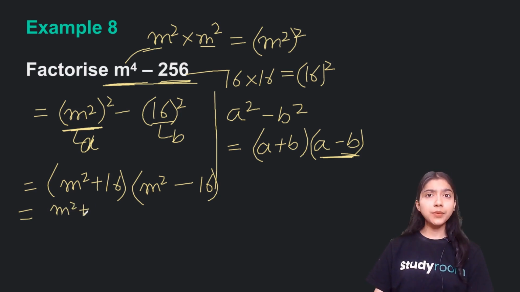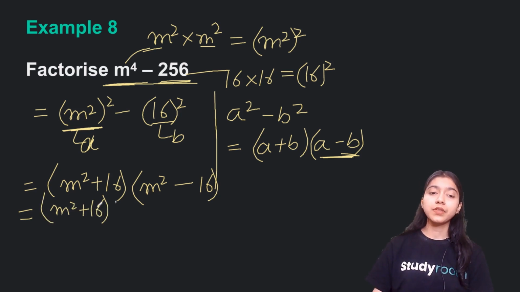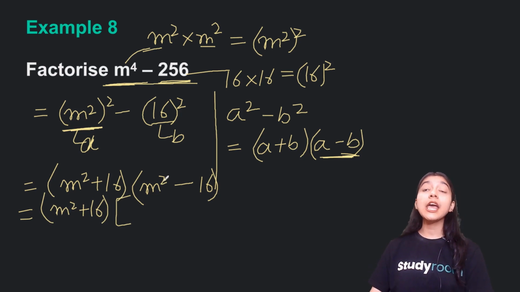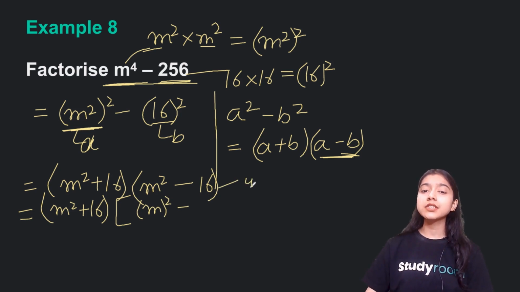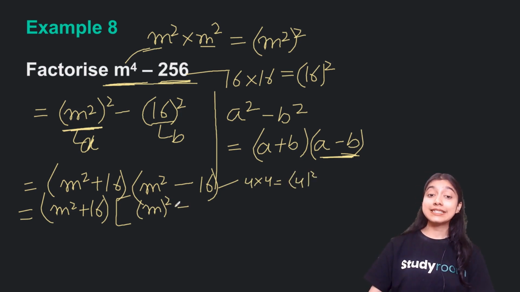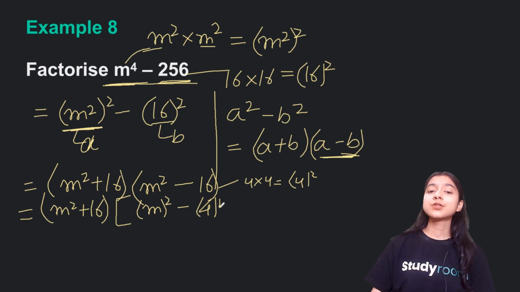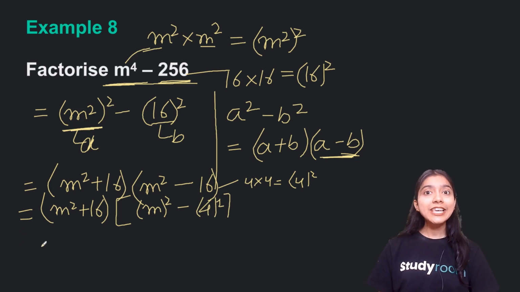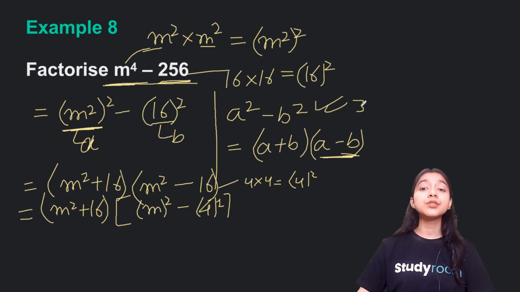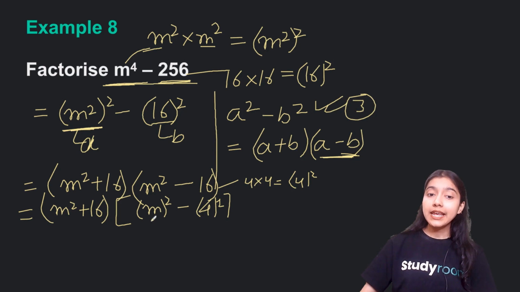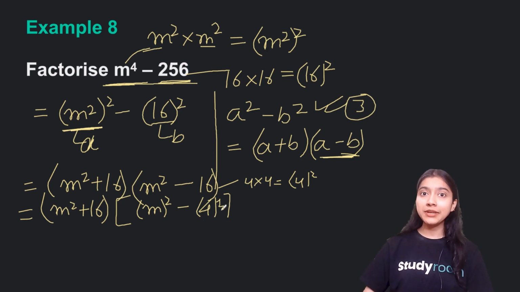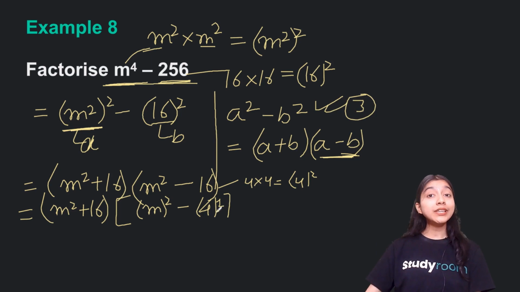M square plus 16 will be written as it is m square plus 16. Now, what we can do over here is m square can be written as m whole square. And then 16 can be broken down and written as 4 multiplied with 4, which is actually 4 square. So, 16 can be written as 4 square. Now, what we can do is we can use the same identity, that is identity number 3 again in this question. A square minus b square will be equal to a plus b multiplied with a minus b.